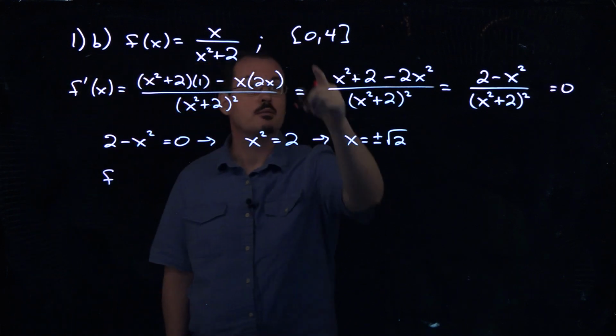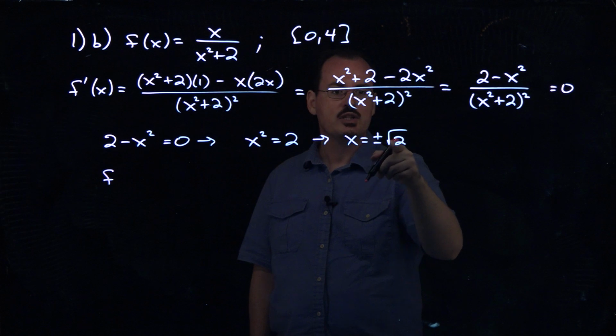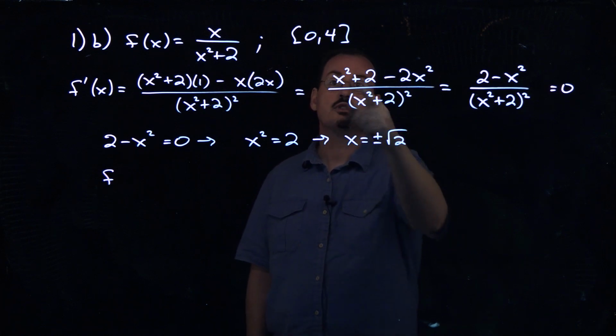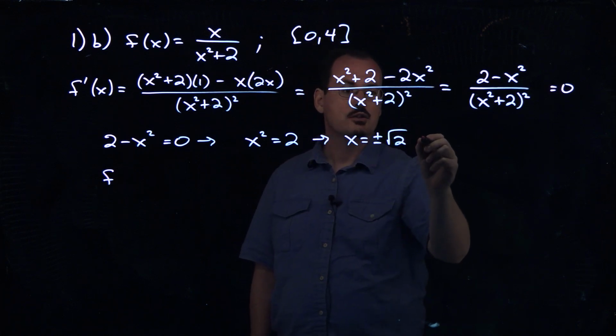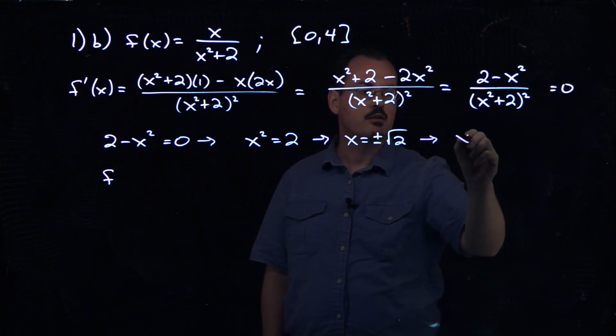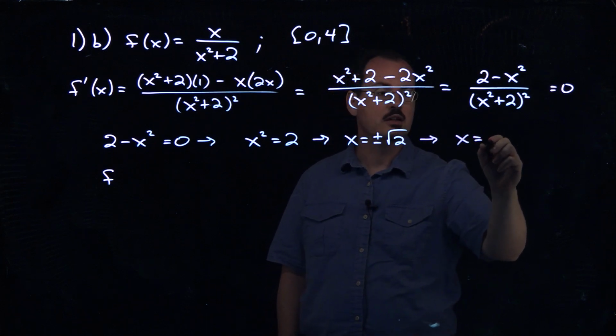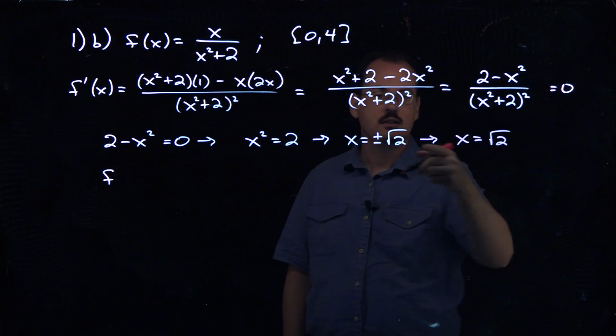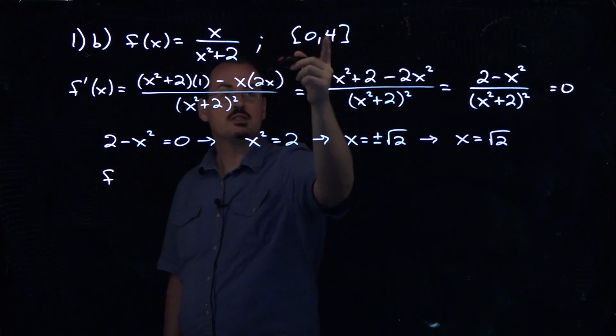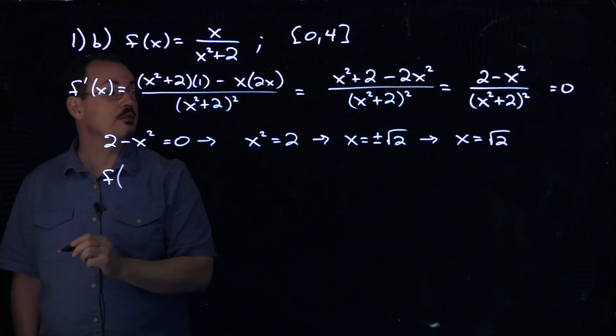Actually, I'm missing something here. Notice that negative root 2 is actually not on the interval there. So really, the only one we care about for this problem is the positive square root of 2. We disregard negative root 2 because it's not on the interval. So we really only have 3 numbers to check.